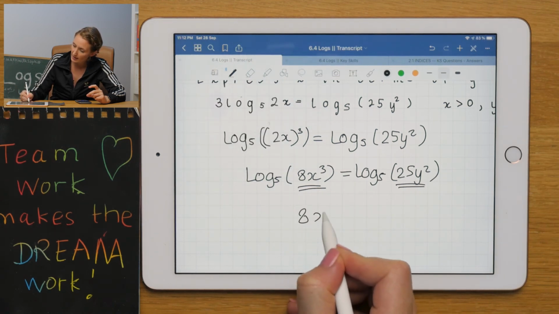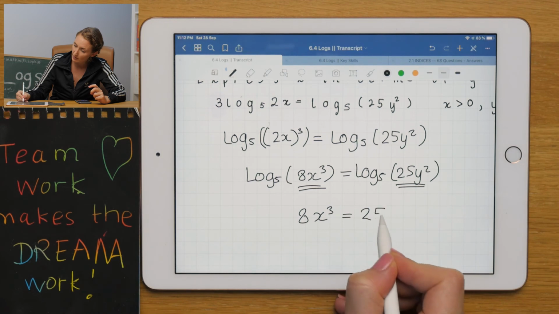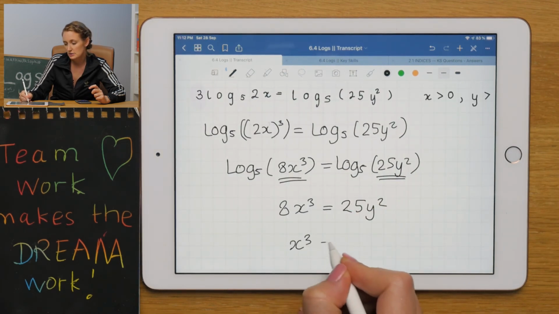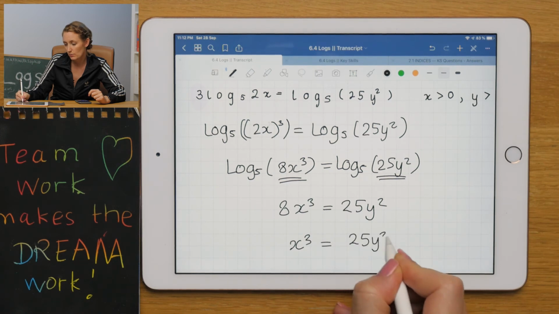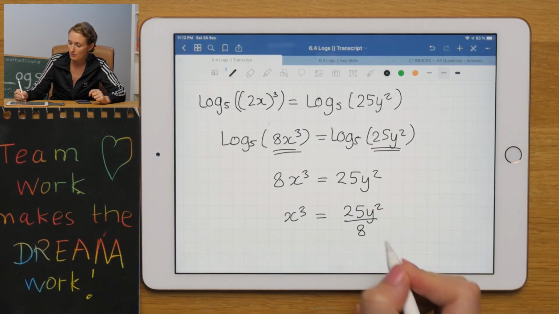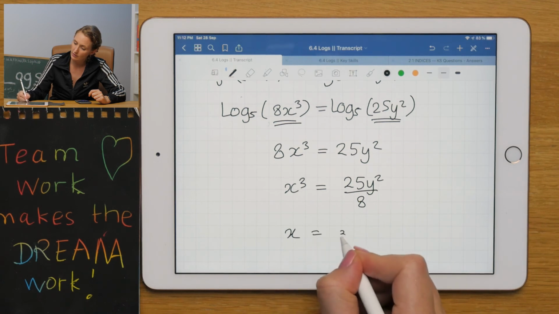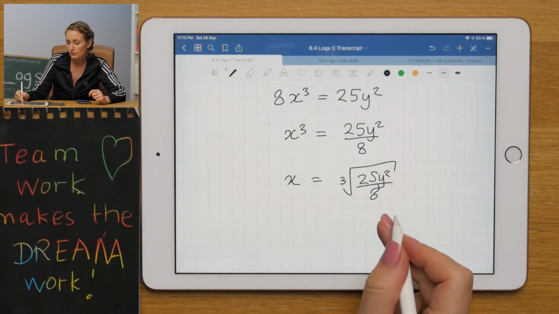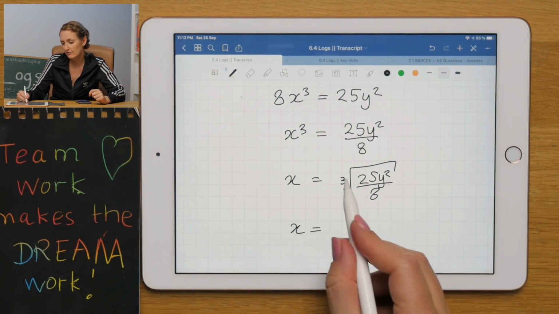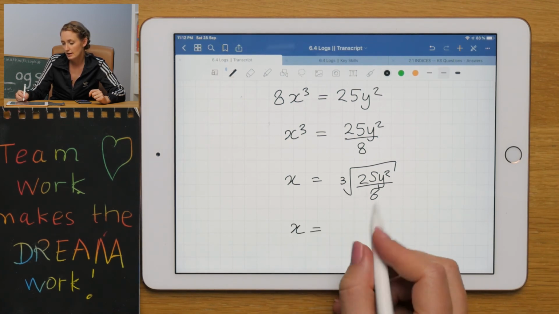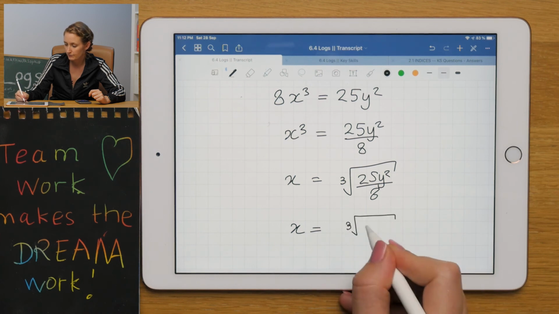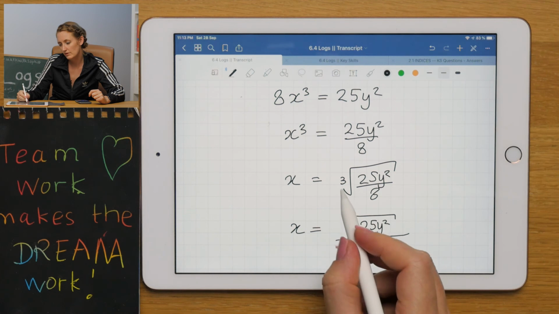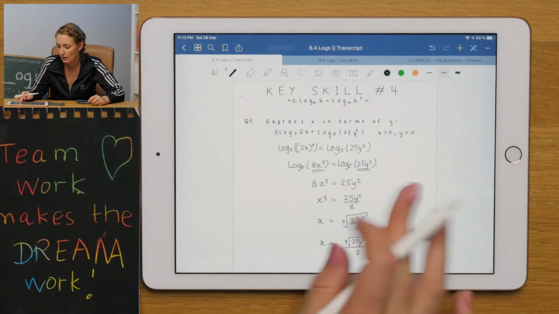So therefore, 8x cubed is equal to 25y squared. I need y in terms of x. So move the times by 8 to a divide by 8. And then take the cube root. If you want to go a little bit further and be a little bit fancy, the cube root of 8 is 2. So you could have it over big 2, instead of having the cube root over everything.